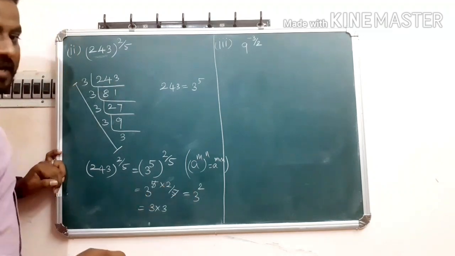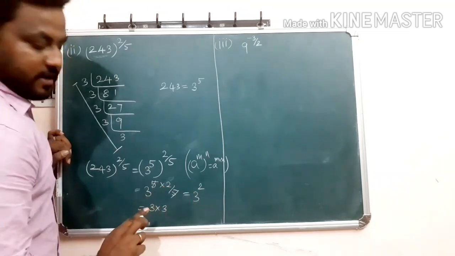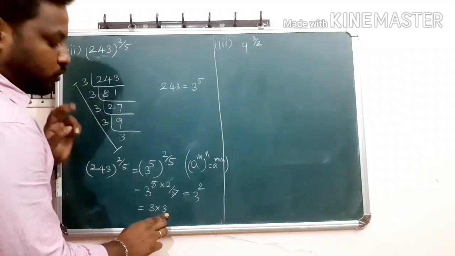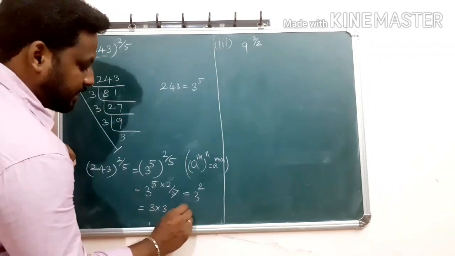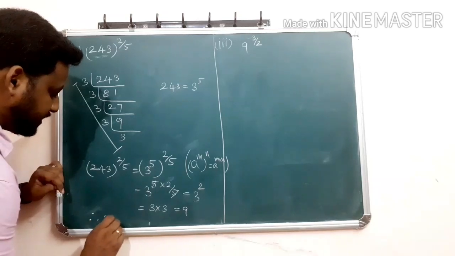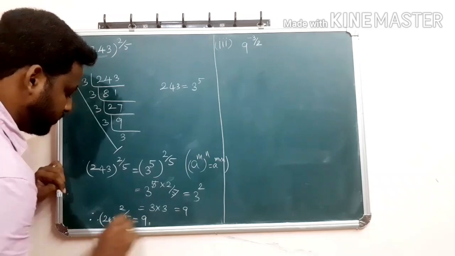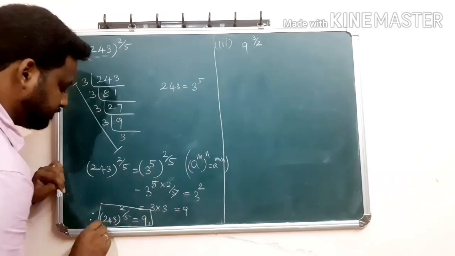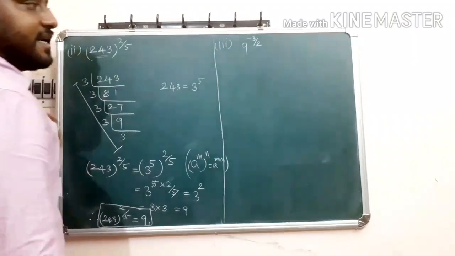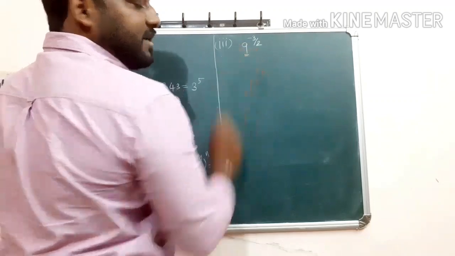So 3 power 2 is nothing but 3 into 3. You have to multiply 3 two times. Don't do 3 2s are 6. Okay. So 3 power 2 means you have to multiply 3 two times. So 3 3s are 9. So therefore 243 the whole power 2 by 5 value is equal to 9. Clear? And the next, third one is 9 power minus 3 by 2. Here the given number is 9.